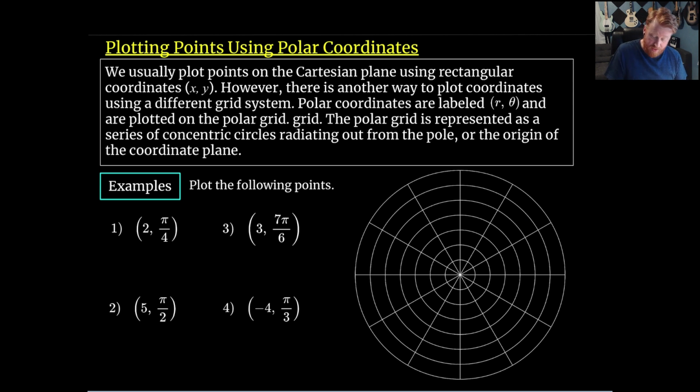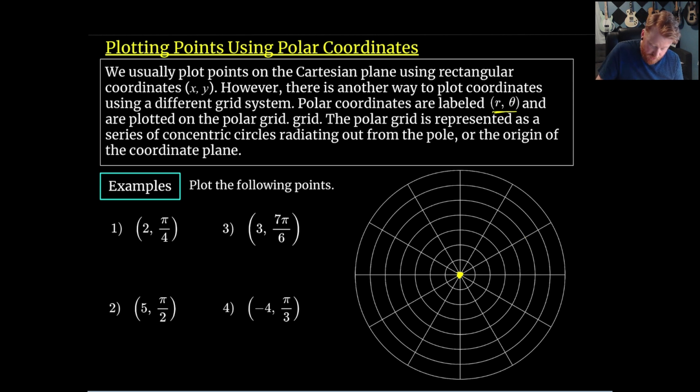Polar coordinates are labeled r, theta. So we're going to look at r, some radius, and then some angle theta to travel to find the spot that we're trying to get to. So the polar grid is represented as a series of concentric circles radiating out from the pole or the origin. So that is where the name comes from. With polar coordinates, we're thinking about starting at some pole. We're going to travel out some distance r, and then we're going to swing it around some angle theta to find the point that we're looking for here.